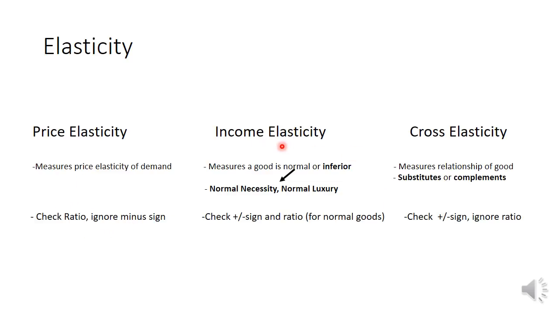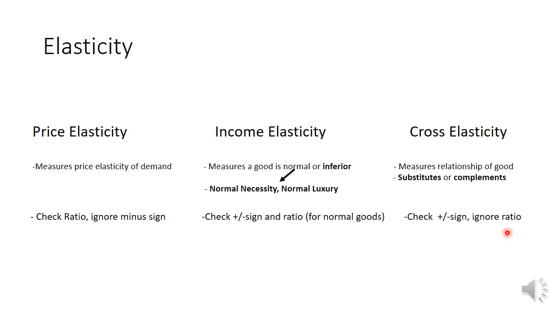Income elasticity, we need to check for plus minus. Okay, if it is a plus, it's a normal good. Okay, then we need to look for the ratio, whether it is a necessity or luxury. Alright, if it's a minus, of course, it's inferior. Okay, now for cross elasticity, we need to check the plus minus sign. Okay, and just ignore the ratio.